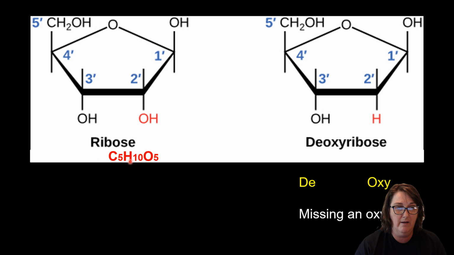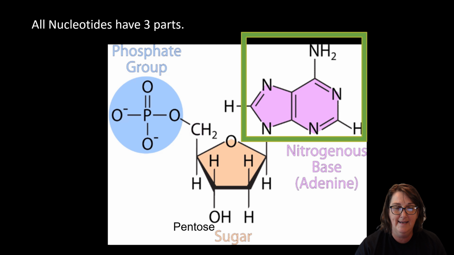So I show that in my formula, C5H10O5. This is showing that oxygen is there. Here I'm showing the oxygen is gone, C5H10O4. The next part of my nucleotide, so we've discussed phosphates and my pentose sugar, is my nitrogenous base.